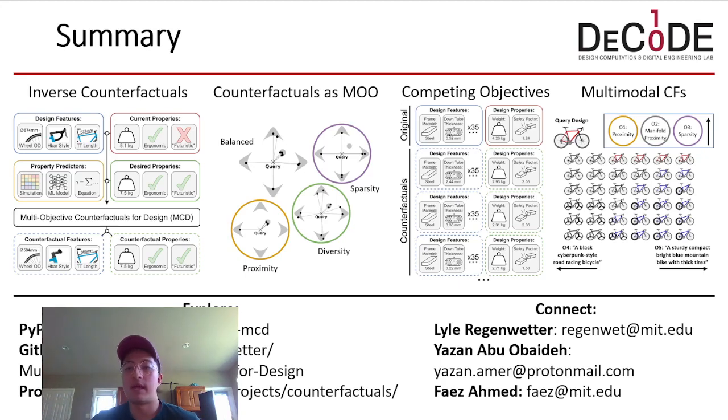I'm going to briefly summarize the key takeaways from the video. We talked about how inverse counterfactuals can serve as a design recommendation tool that recommends modifications to your particular design to meet your specific design goals. We then talked about the various qualities of strong counterfactuals and how counterfactual search can be boiled down to a multi-objective optimization problem. We then presented a bike frame design example where MCD successfully identified design alternatives that satisfy 2 competing objectives of frame mass and safety factor. And finally, we discussed how MCD can be augmented using advanced AI models to handle text-based, image-based, and multimodal counterfactuals.